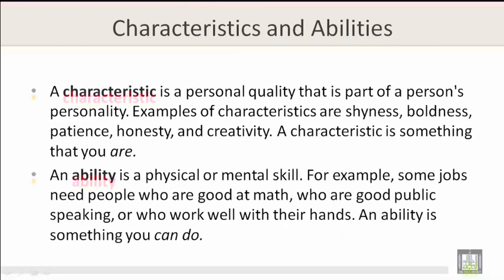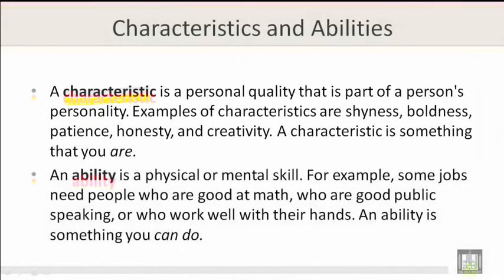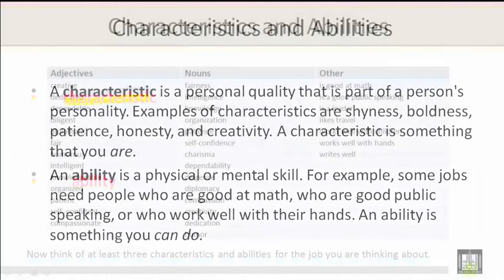Characteristics and abilities. A characteristic is a personal quality that is part of a person's personality. Examples of characteristics are shyness, boldness, patience, honesty, and creativity. A characteristic is something that you are. An ability is a physical or mental skill. For example, some jobs need people who are good at math, some who are good at public speaking, or who work well with their hands. An ability is something you can do.